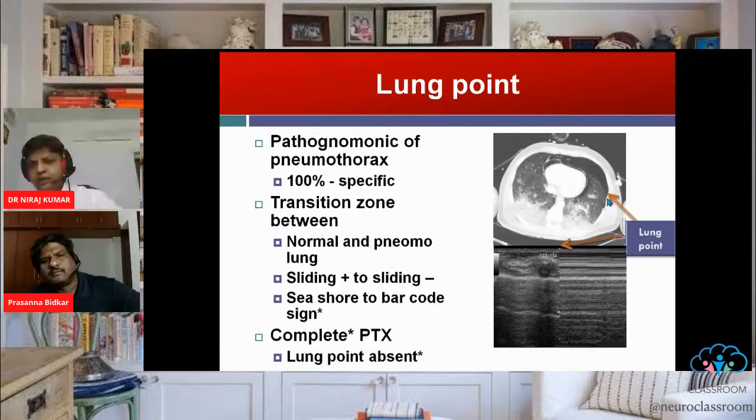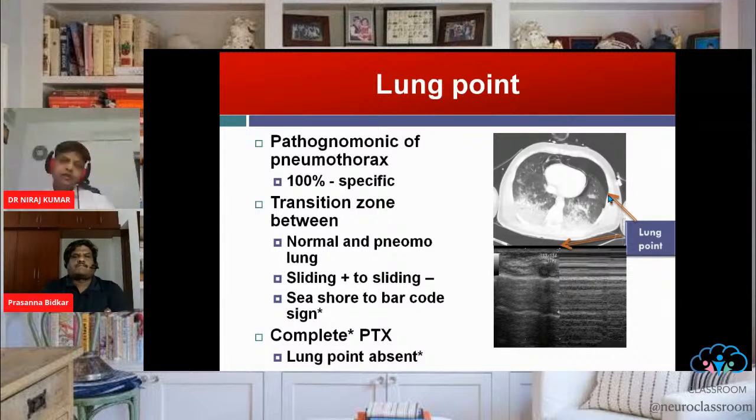So here, this is the point where you get this lung point. And if you are getting this lung point, that is very, very specific or pathognomonic of the pneumothorax. So what is lung point?